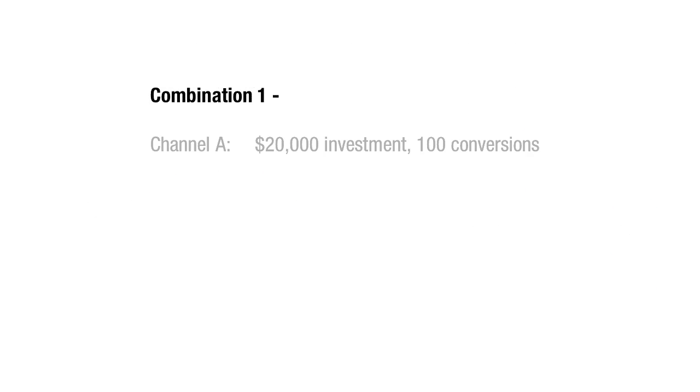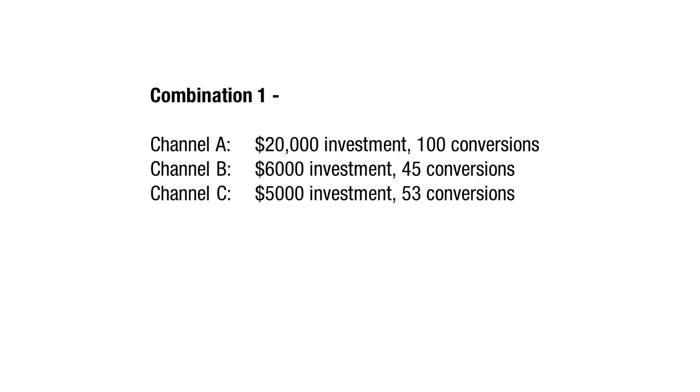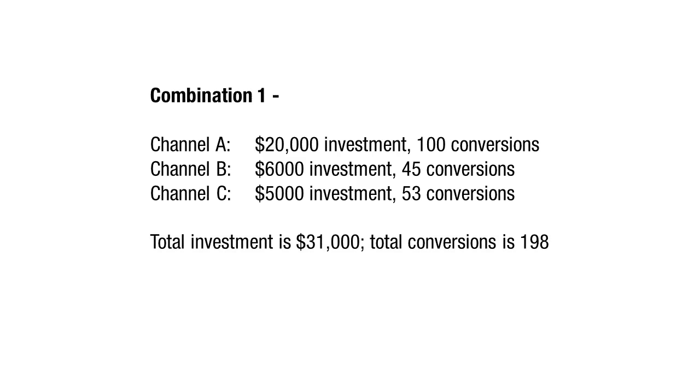Combination 1. Channel A, $20,000 investment, 100 conversions. Channel B, $6,000 investment, 45 conversions. Channel C, $5,000 investment, 53 conversions. Total investment is $31,000. Total conversions is 198.